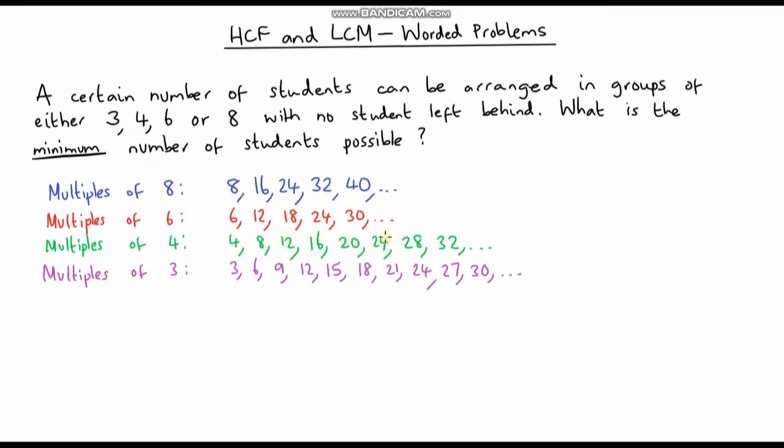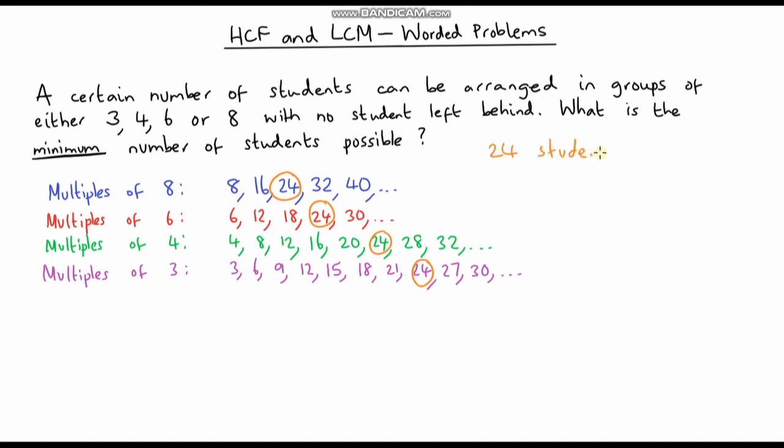And if we look close enough, we can see that there is a number that is in all 4 of these lists. And that number is 24. So 24 is a multiple of 8, 6, 4 and 3. And it is the lowest common multiple. There isn't a number smaller than 24 that is in all of these lists. So our answer is 24 students.